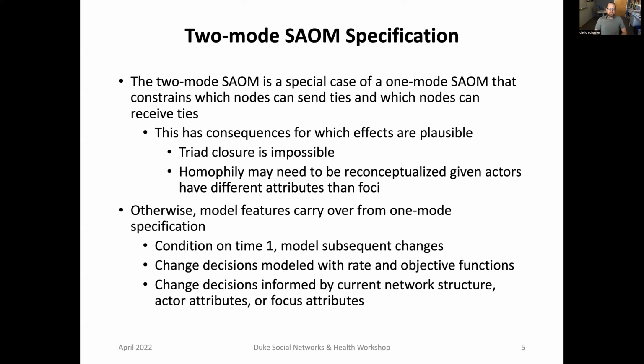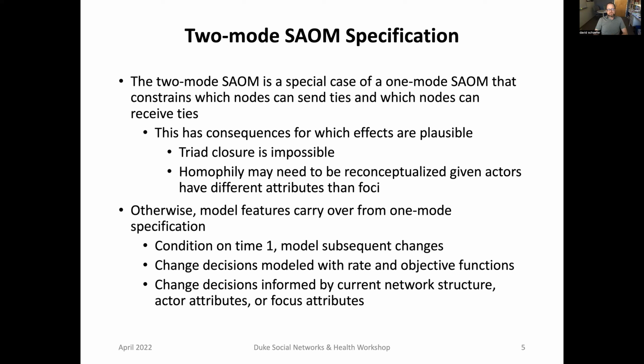Actors are divided into two groups, actors and foci. Only that first set, actors, can actually make decisions and send ties. The foci do not send ties. They're simply the recipients of ties. So there are some constraints within that machinery. There's also a constraint that actors don't have ties to one another and foci don't have ties to one another.